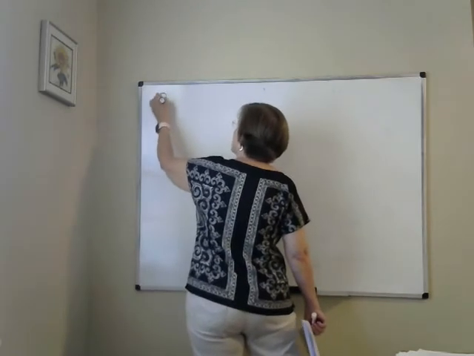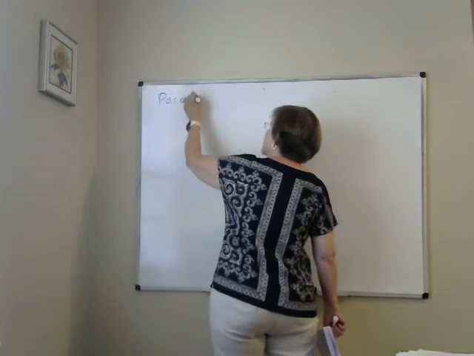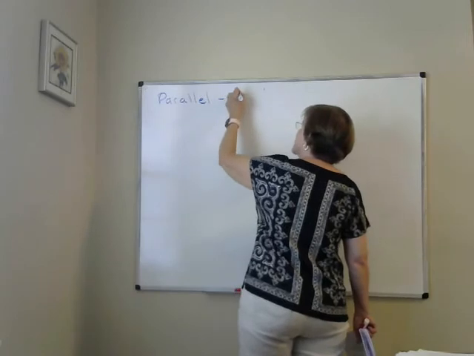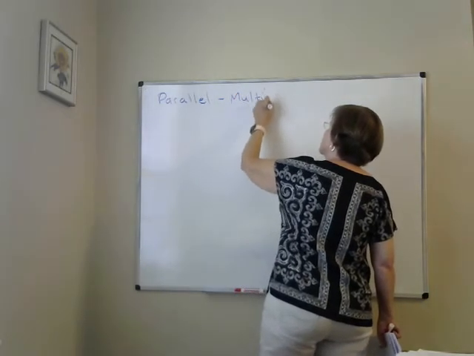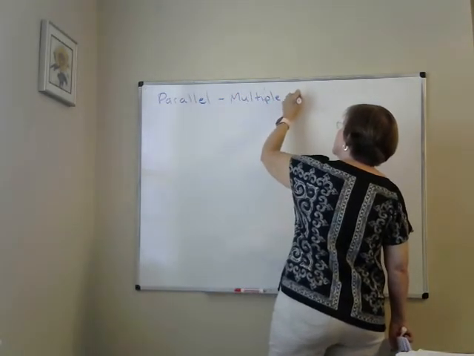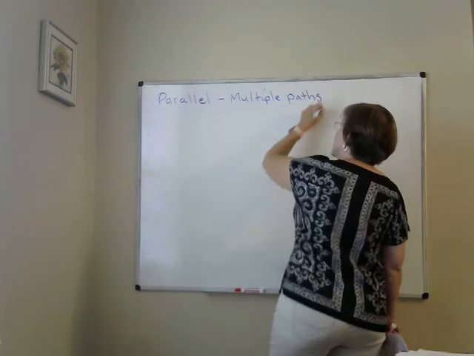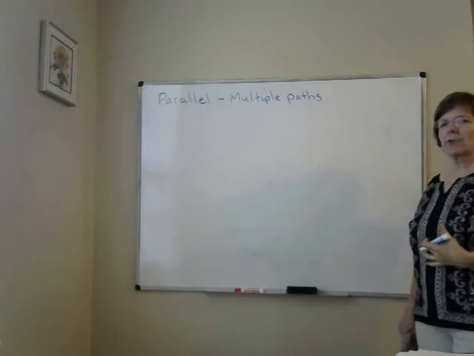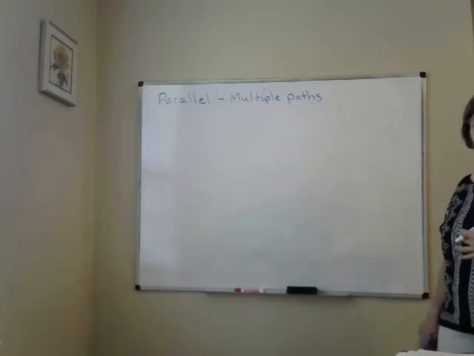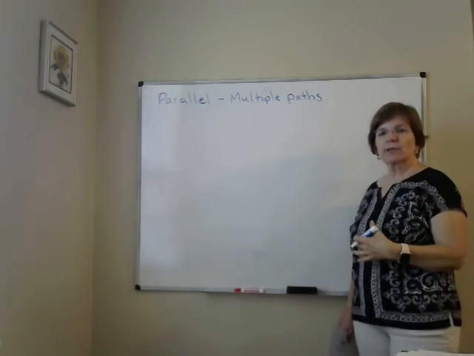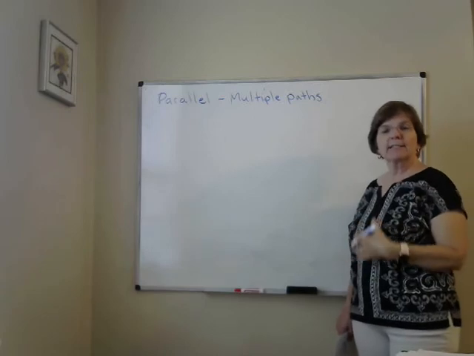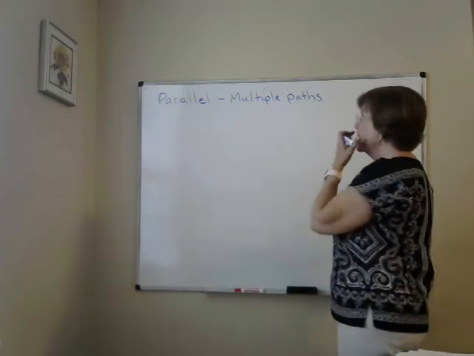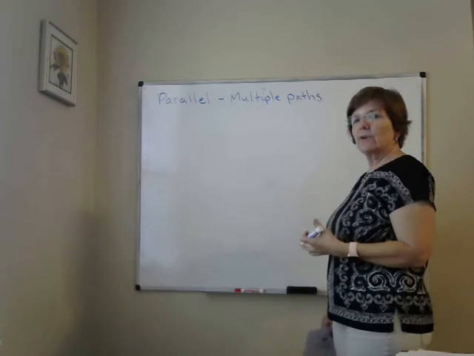In a parallel circuit, there are multiple current paths. Remember, in series, the current was the same throughout the circuit. Well, the current's not going to be the same if we have a parallel circuit. Each branch can have a different amount of current. What is going to be the same is the voltage.